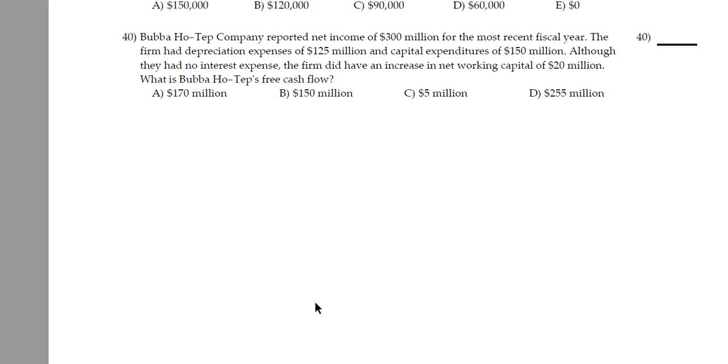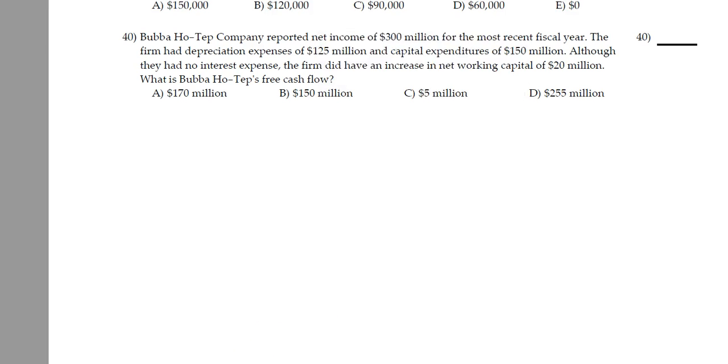Okay, and our final question. Bubba Hotep. What is this name? Bubba Hotep Company reported net income of $300 million for the most recent fiscal year. The firm had depreciation expenses of $125 million and capex of $150 million. Although they had no interest expense, the firm did have an increase in net working capital of $20 million. What is Bubba Hotep's free cash flow?